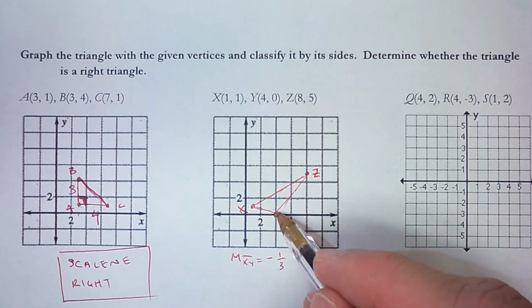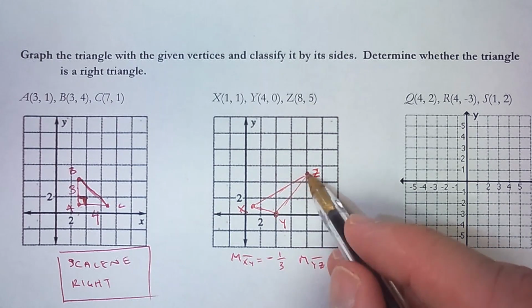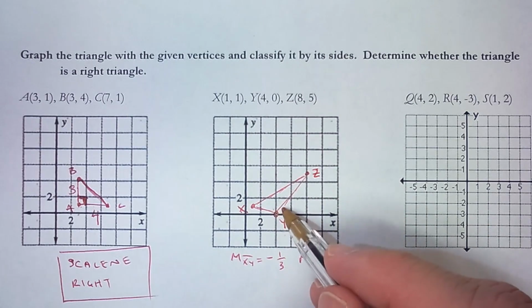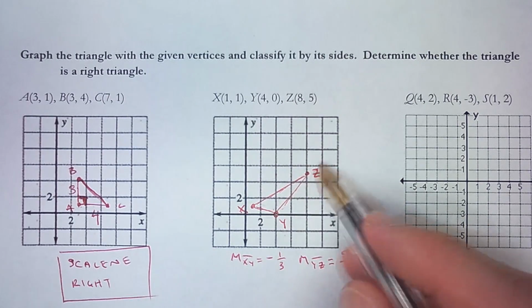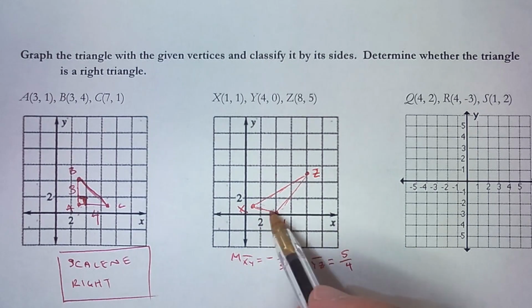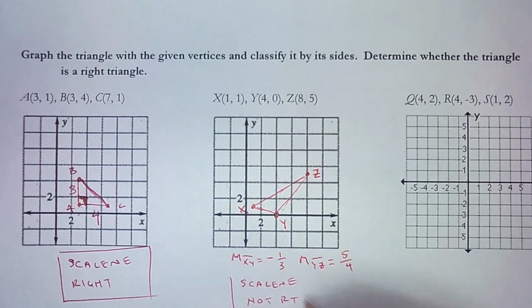So it goes up 2, 4, 5, and right 2, 4. Those are not opposite reciprocals. That's not a right angle. So there's no right angle in this, so it is not right. And clearly those sides are not the same, so this is scalene, and it is not right.